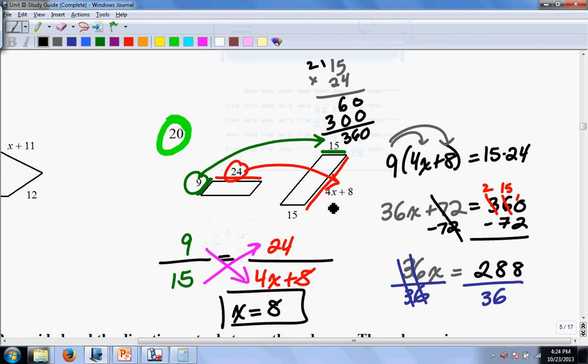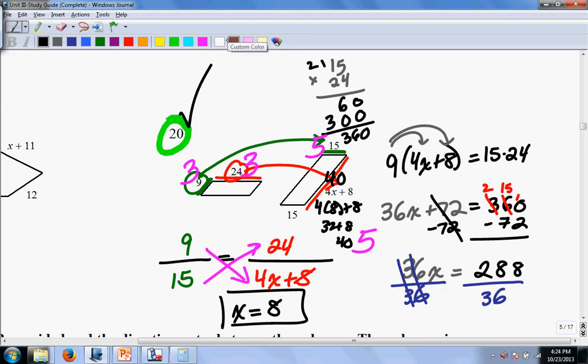Let's see if that actually works. 4 times 8 plus 8. That's 32 plus 8 equals 40. So let's check our ratios here. 9 to 15, 3 goes in here 3 times, 3 goes in here 5 times. 24 to 40, 8 goes in here 3 times, 8 goes in here 5 times. There's your check. Always take a moment and check your ratios, see if they work.